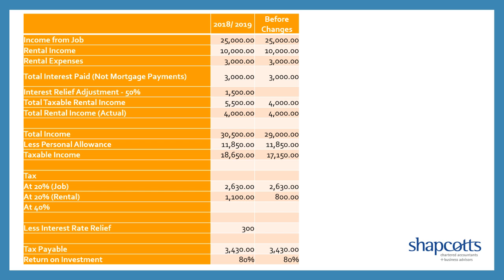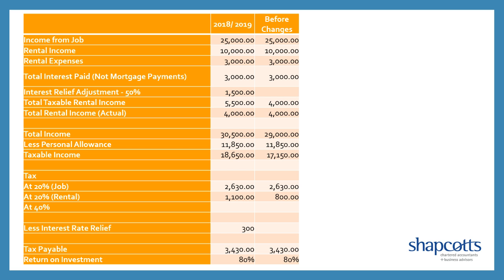You take off that personal allowance that we all get each year to give us our taxable income, multiplied by 20% to get us all the way down to the bottom of tax payable of 3,430, of which some will already have been deducted as part of your job, and the rest would then be payable on your tax return.